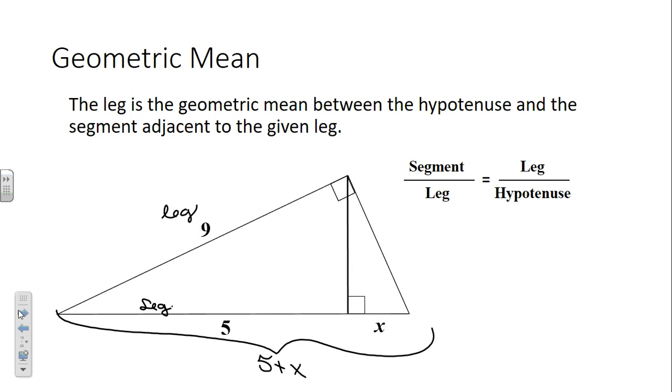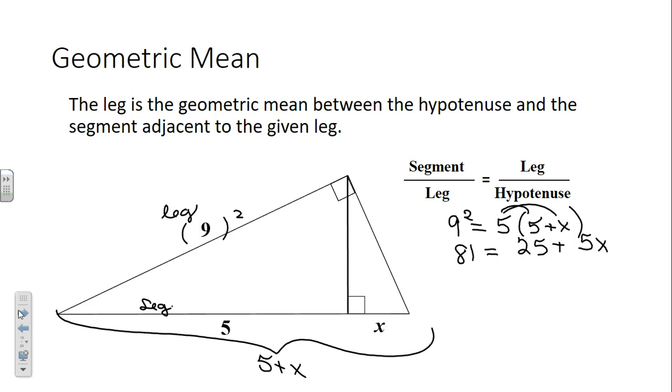So the leg is the geometric mean between the part that's next to it and the whole hypotenuse. 9 squared equals 5 times 5 plus x. Part next to it times the whole hypotenuse. What is 9 squared? What's 5 times 5? What is 5 times x? 5x. How do we solve that?